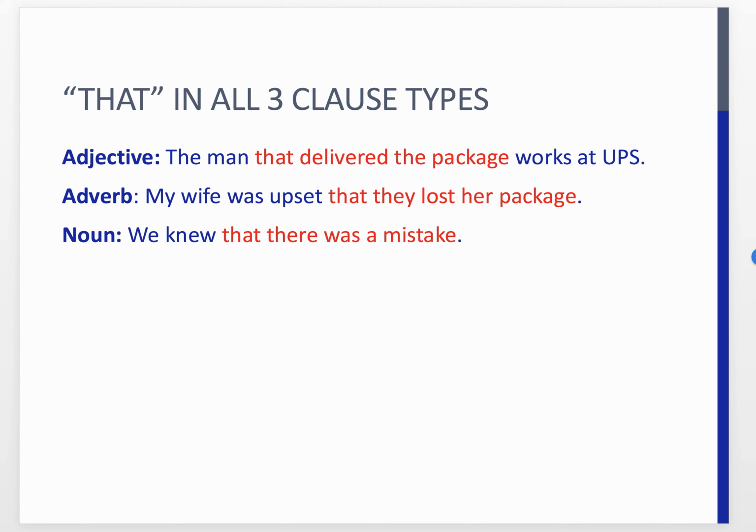But that can be a confusing word. That does a lot of things in the English language. In this first example, we can see the man that delivered the package is an adjective clause. Well, which man are you talking about, Robert? I'm talking about the man that delivered the package. The second one, my wife was upset that they lost her package. So why was she upset? Right? So here we have that they lost her package, modifying the adjective upset. We knew that there was a mistake. We knew this. Okay, so here we can see that beginning the noun clause.